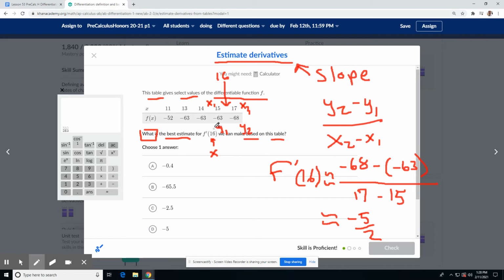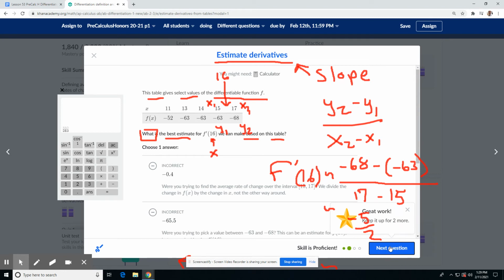And notice that it's negative 63, negative 68. It's getting smaller and smaller. It's decreasing. So it makes sense that it's a negative slope, negative 5 halves. I don't need the calculator. I know that one. Negative 2/5. 2.5, not 2/5. Negative 2.5. All right, that's our strategy on these.